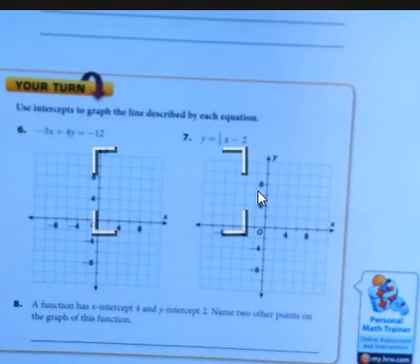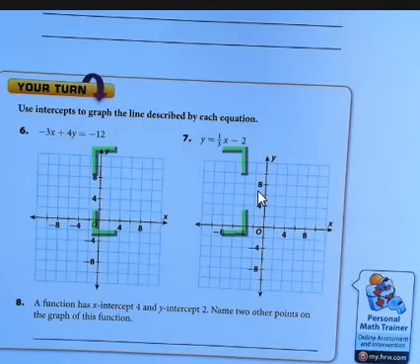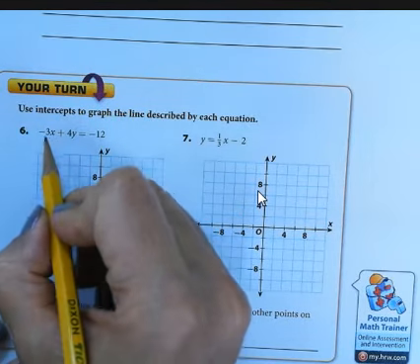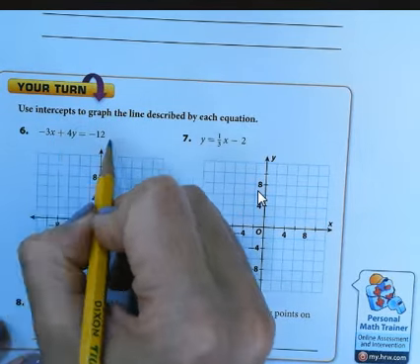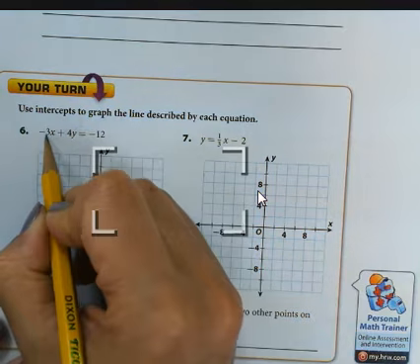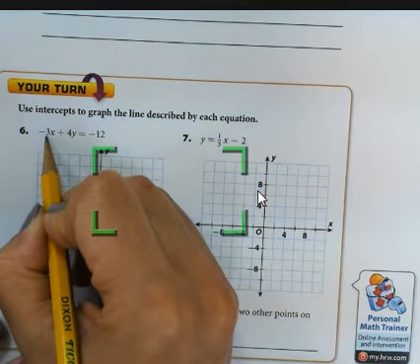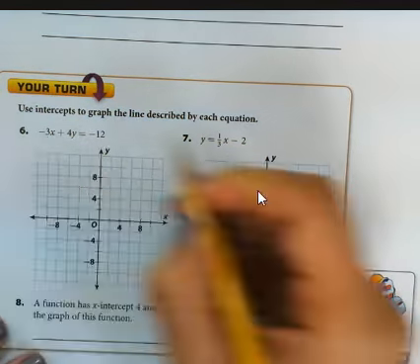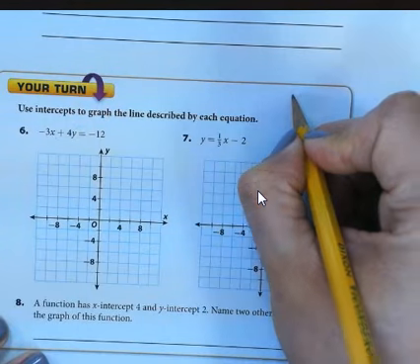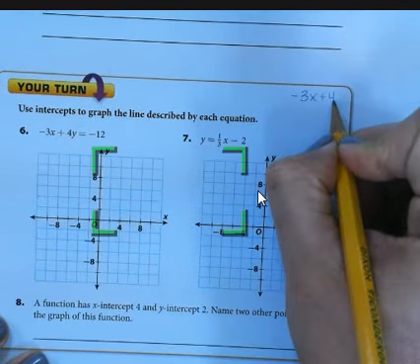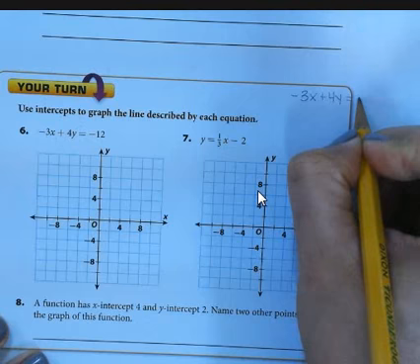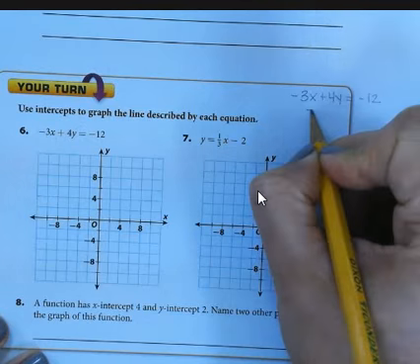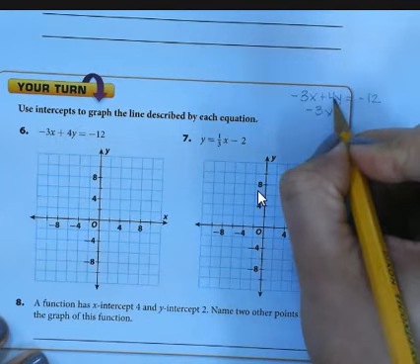And I'll show you over here. If I have 3x plus 4y equals negative 12, I make this equal to 0, it cancels out, and I'm left with this. I divide both sides by negative 3. Negative 12 divided by negative 3 gives me positive 4. So this is going to be my x-intercept, and that's going to be right here.